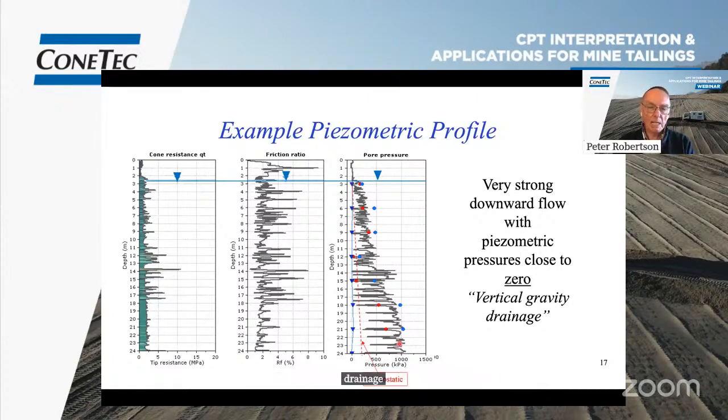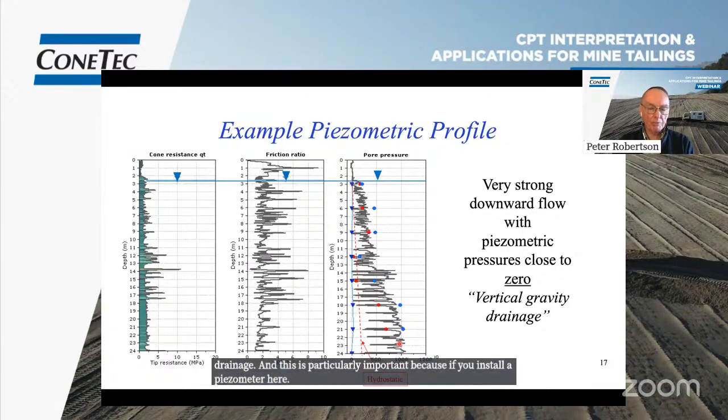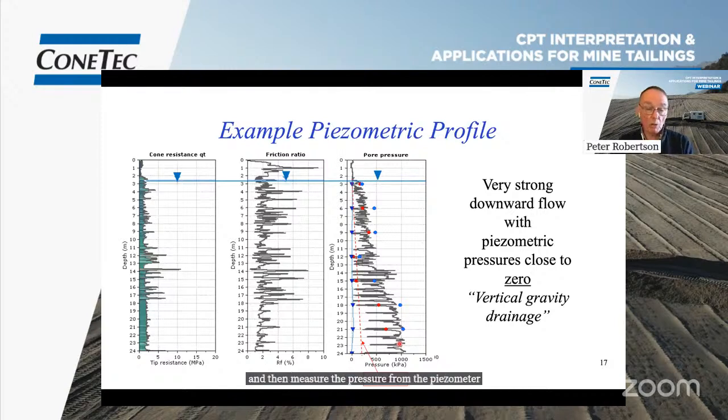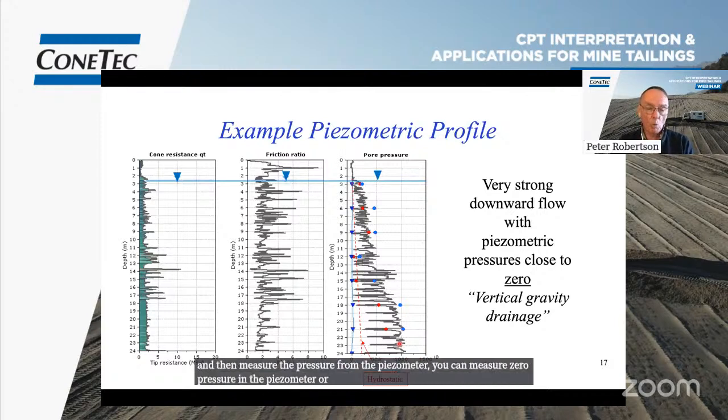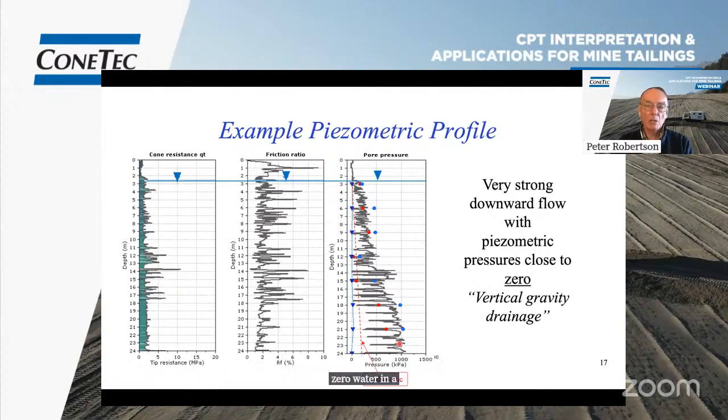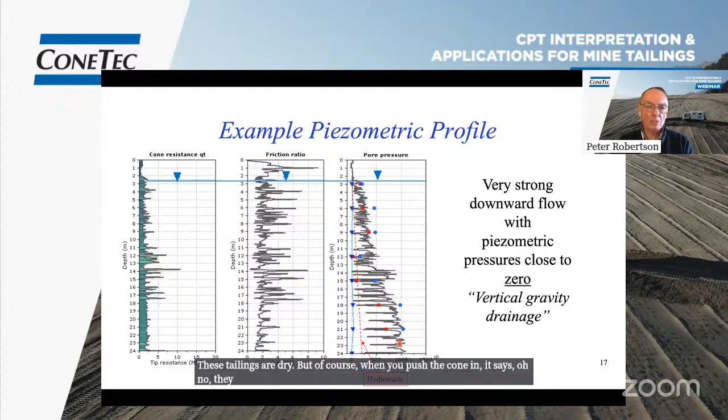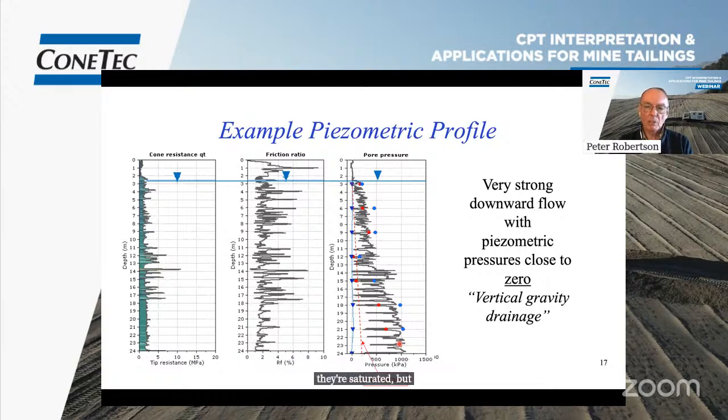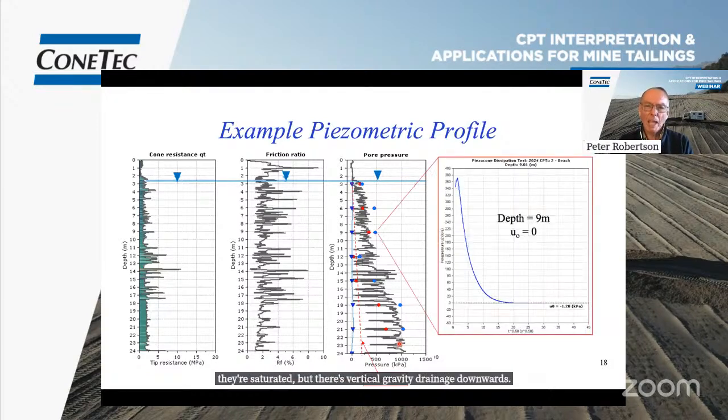And this is particularly important because if you install a piezometer here and then measure the pressure from the piezometer, you can measure zero pressure in the piezometer or zero water in a standpipe piezometer, and you could interpret that these tailings are dry. But of course, when you push the cone in, it says, oh no, they're not dry. They're essentially saturated. They're a fine tailings. They're saturated, but there's vertical gravity drainage downwards. And so here's an example of a dissipation test, and you can see pretty rapid dissipation goes to zero, and all of them essentially do the same.